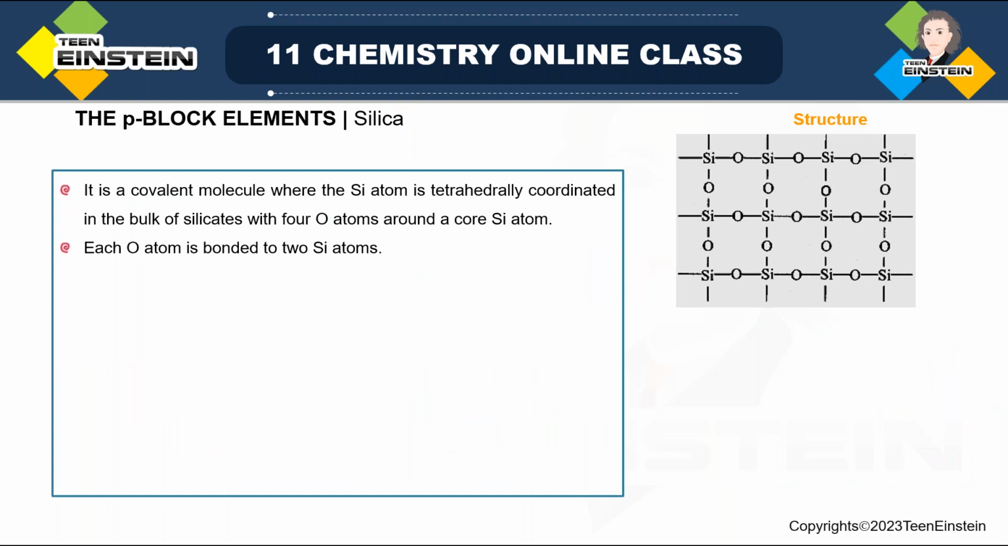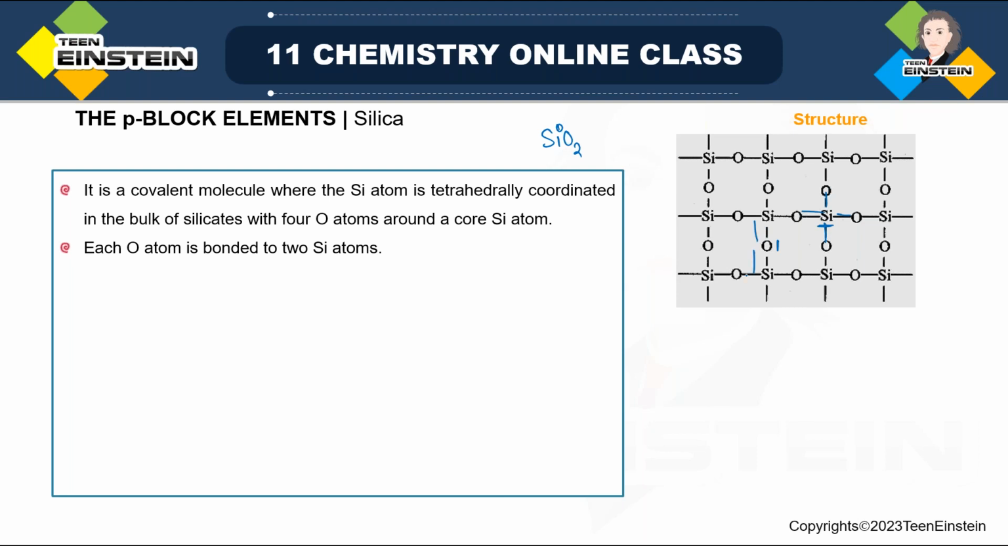Next is structure. Now you can see it is not a single SiO2 molecule, because if it were, it would be just like CO2, but actually it is not. It has this type of large network structure. If you focus on any one particular silicon atom, you can see there are a total of 4 bonds, 4 sides with the oxygen. And if you focus on any particular oxygen, it is linked with 2 silicon, both sides.